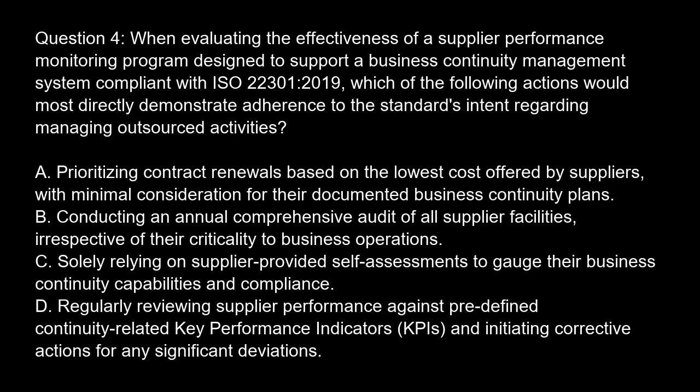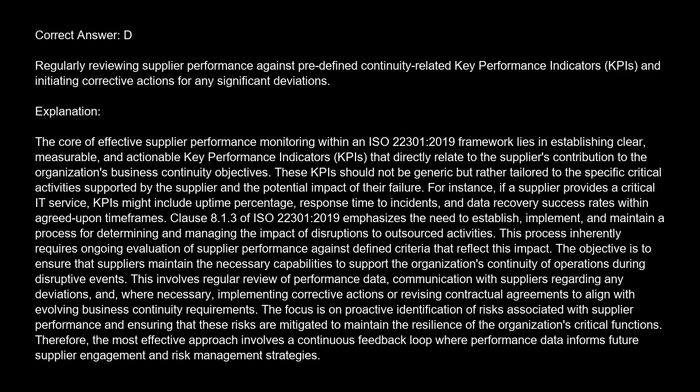Option C. Solely relying on supplier-provided self-assessments to gauge their business continuity capabilities and compliance. Option D. Regularly reviewing supplier performance against predefined continuity-related key performance indicators, KPI, and initiating corrective actions for any significant deviations. The correct answer is D. Regularly reviewing supplier performance against predefined continuity-related key performance indicators, KPI, and initiating corrective actions for any significant deviations.